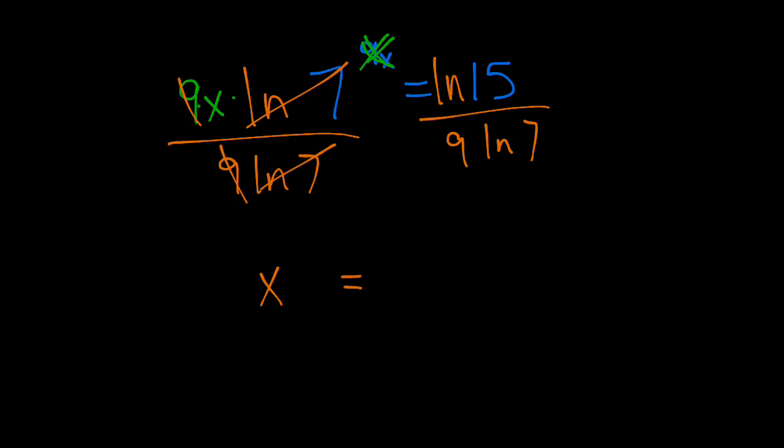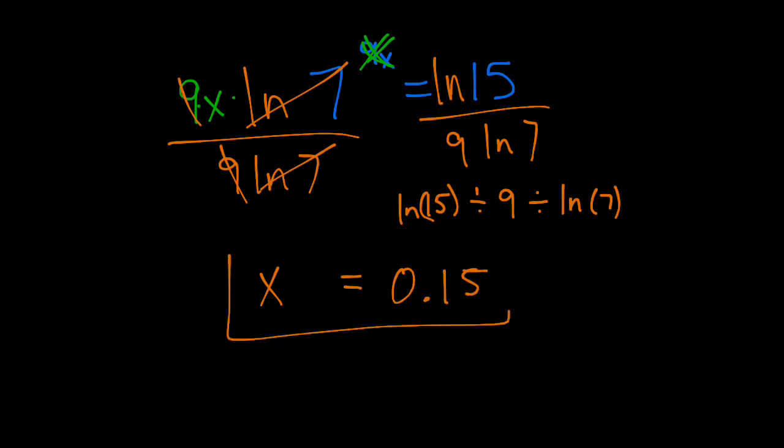And just make sure you do that carefully in your calculator. You could punch that in as natural log of 15 divided by 9 divided by natural log of 7. And that should do that for you. And punching that in, I get 0.15. All right, so x is 0.15.